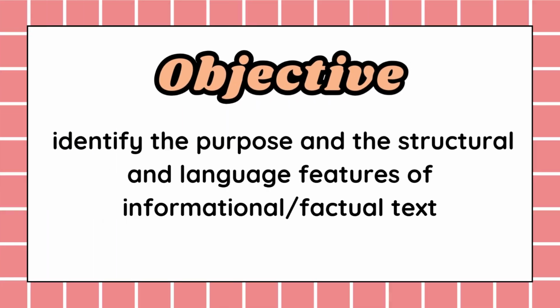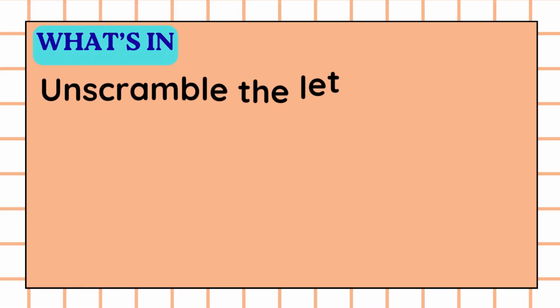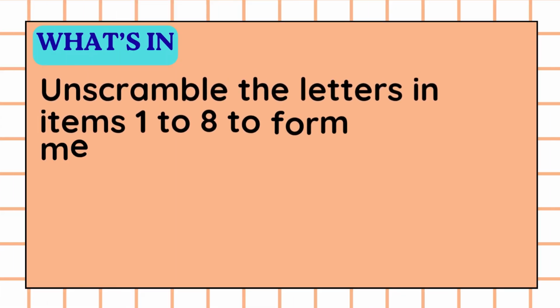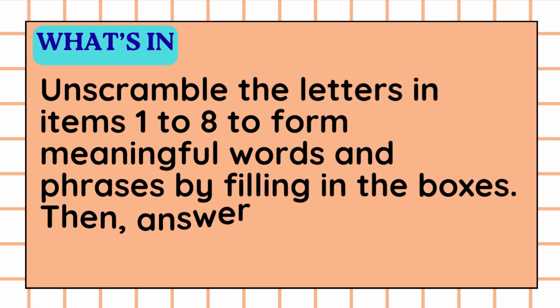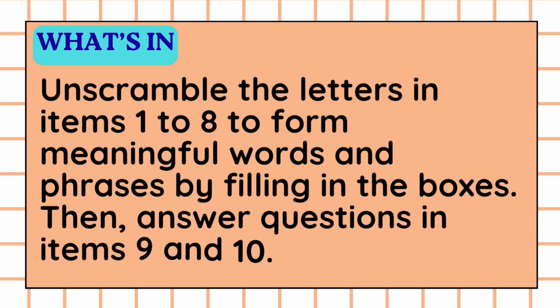Before we start, let's take a look at our objectives for today's lesson. By the end of this lesson, you will be able to identify the purpose and the structural and language features of informational, factual text. What's in? Unscramble the letters in items 1 to 8 to form meaningful words and phrases by filling in the boxes. Then, answer questions in items 9 and 10.